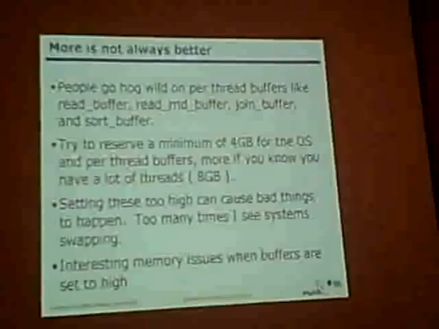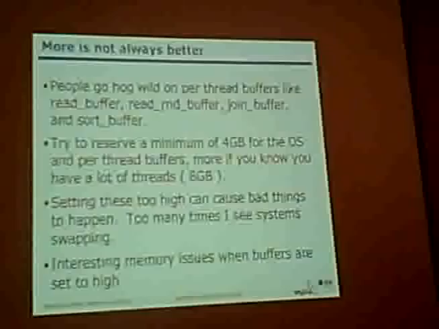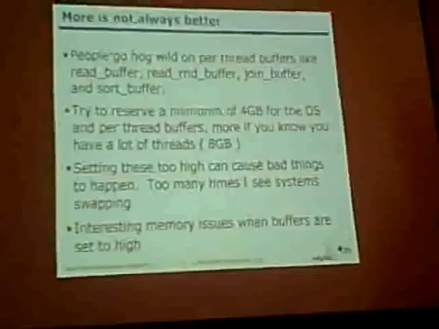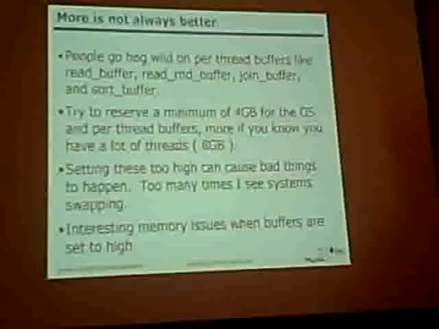The first one is, people always assume that more is better. I want faster CPUs. I want more memory. I want more of this, more of that. And in a lot of cases, more is better. But in the case of MySQL, there are certain things where more is worse.